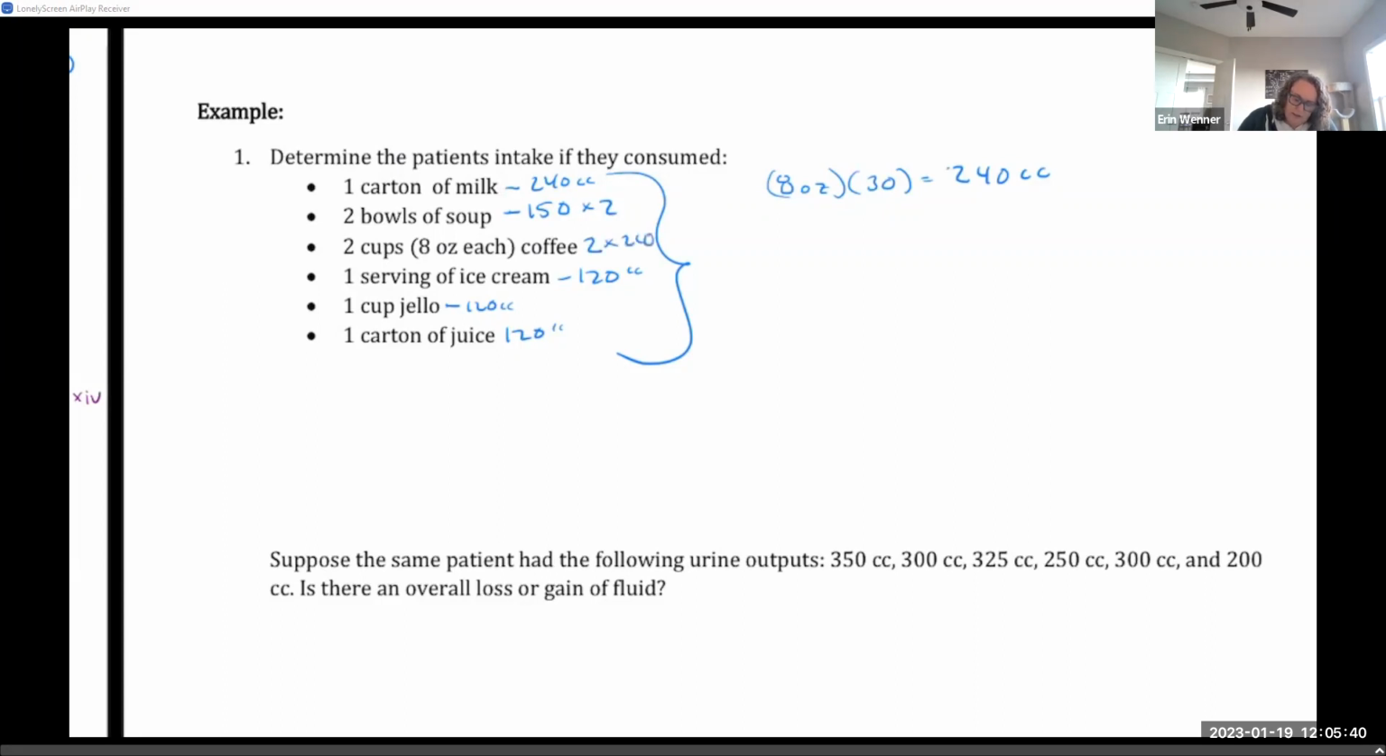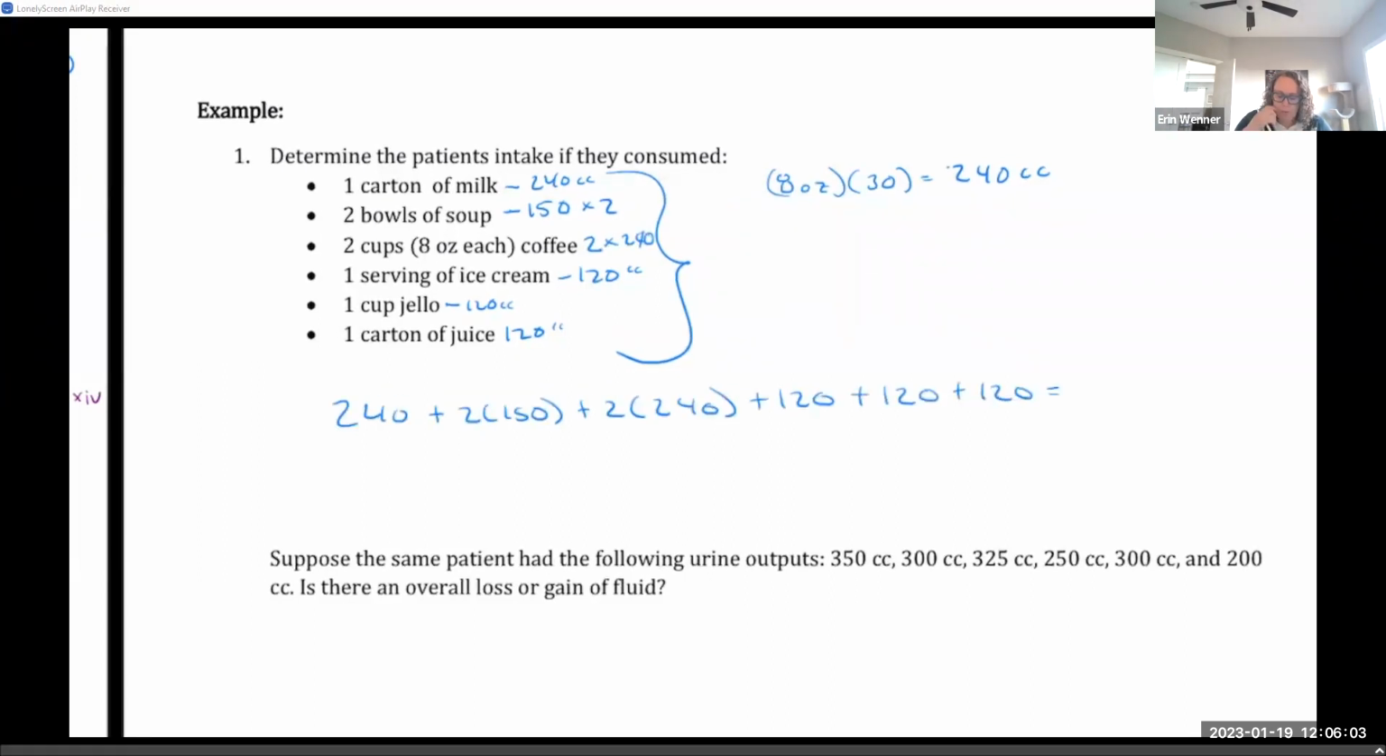So from here, we can just add this all up. So we have 240 plus 2 times the 150 plus 2 times the 240 plus 120 plus 120 plus 120. So again, we're just at this point calculating the intake of fluid for this patient, and then in the next part, we're going to look at what the output is to determine if there's an overall gain or loss of fluid. So we add these up. What do we get? I don't have a calculator in front of me.